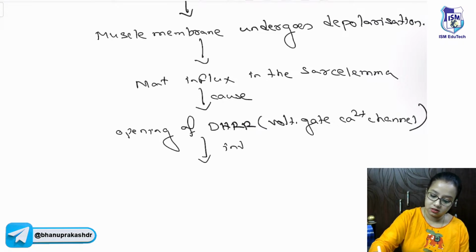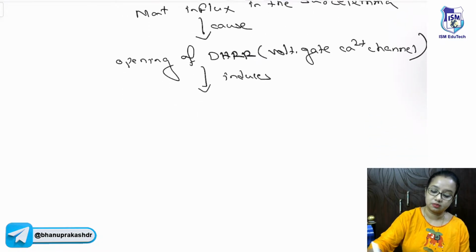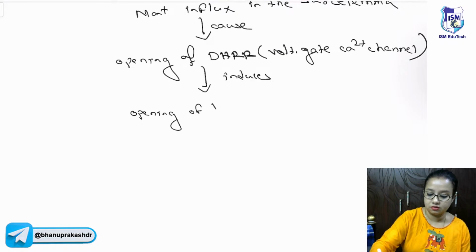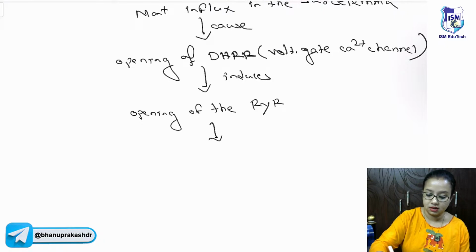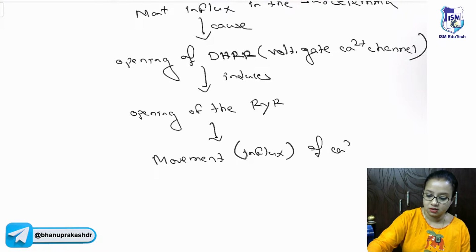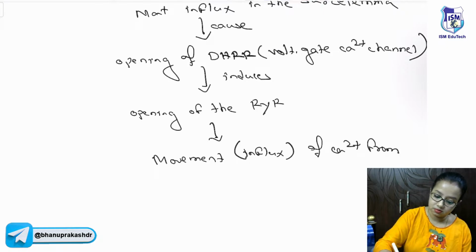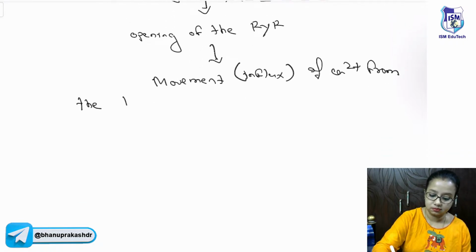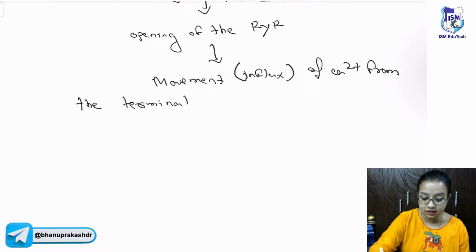It induces opening of the ryanodine receptor and movement, or rather influx, of calcium from the terminal cisternae, which is a part of the triad.